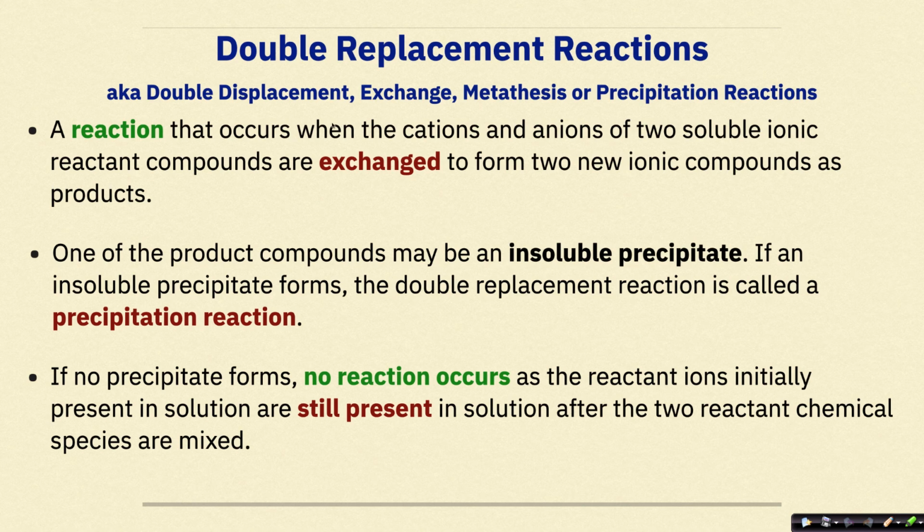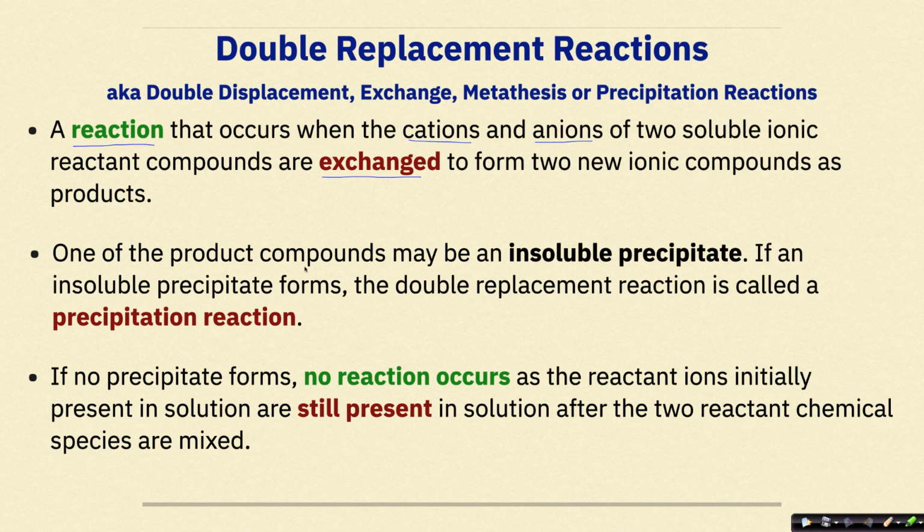Double replacement reactions, also known as double displacement, exchange, metathesis, or precipitation reactions, so take your pick. A double replacement reaction is a reaction that occurs when the cations, or positive ions, and anions, otherwise known as negative ions, of two soluble ionic reactant compounds are exchanged to form two new ionic compounds as products.